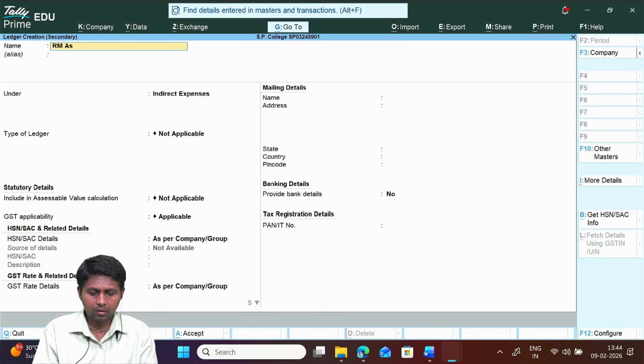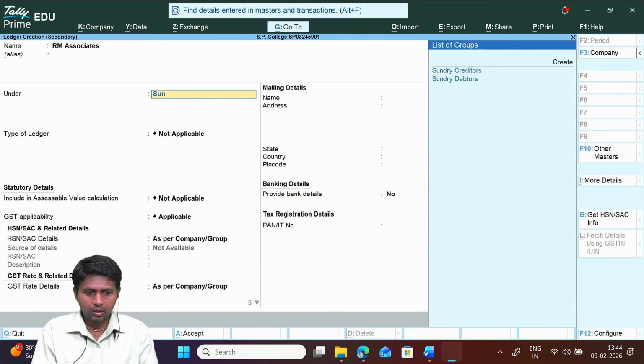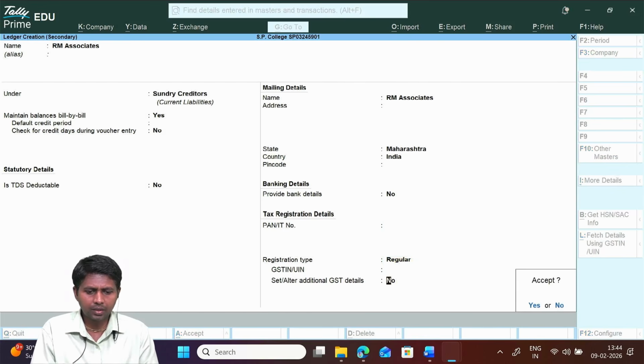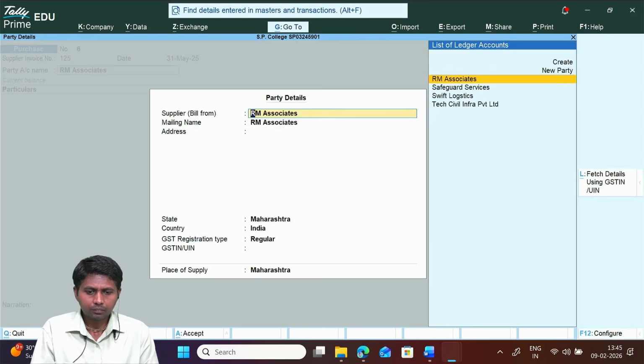say sundry creditors. Is TDS deductible? Say no. Correct. This is important. Say no. Enter, enter, enter, enter. PAN, no need to provide. So not given by the party. Only if TDS is applicable, take the caution and provide the PAN. And then consultancy.